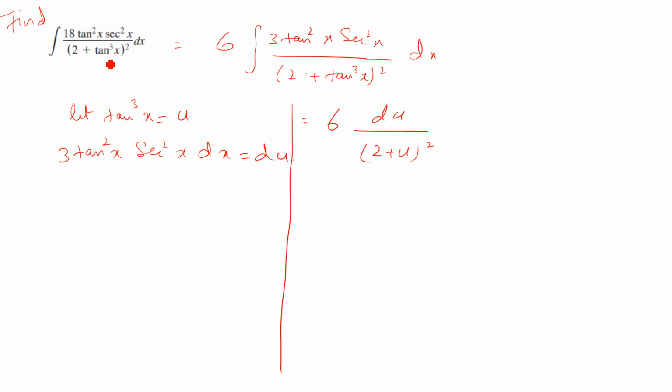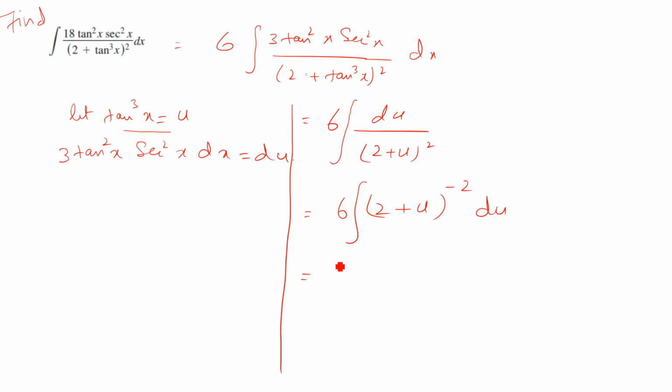If we had substituted 2 plus tangent cube x as u, it would have been even easier, right? Yeah. So we should expect more than one substitution for one integral. Now making this substitution, we have this integral. Now we have to solve this, and it can be solved by the power rule. So this is equal to 6 times the integral of 2 plus u to the power negative 2 du. Okay, this can be written as this.